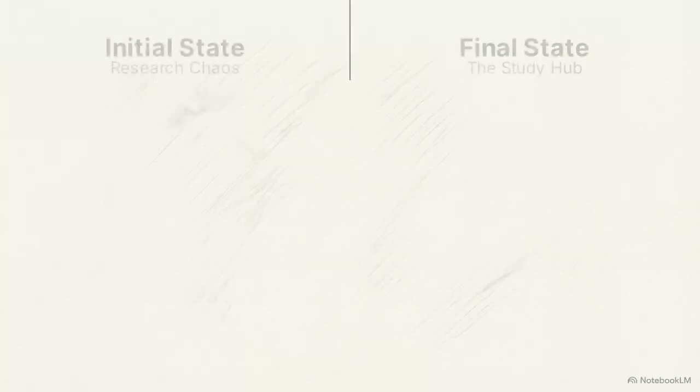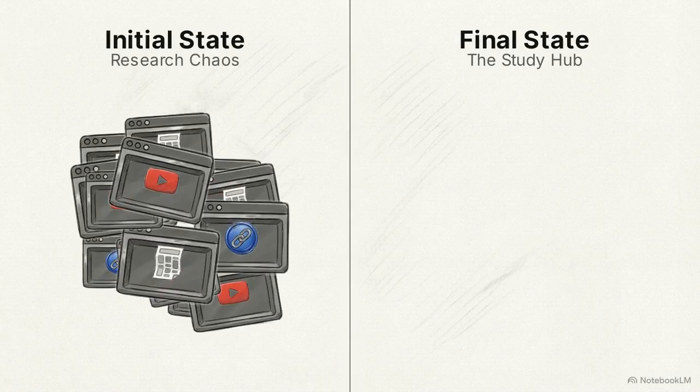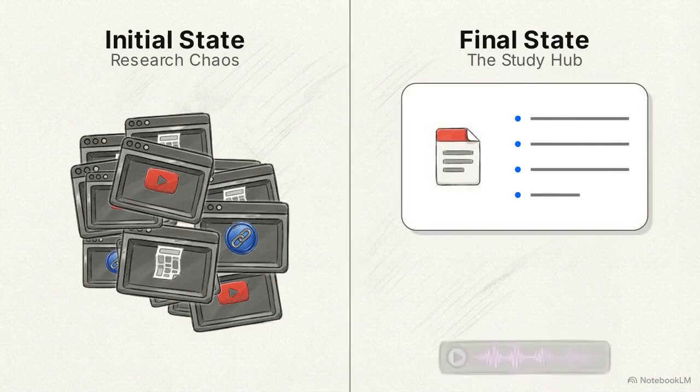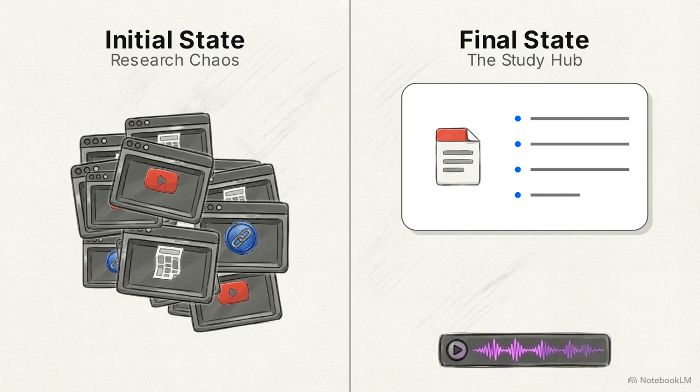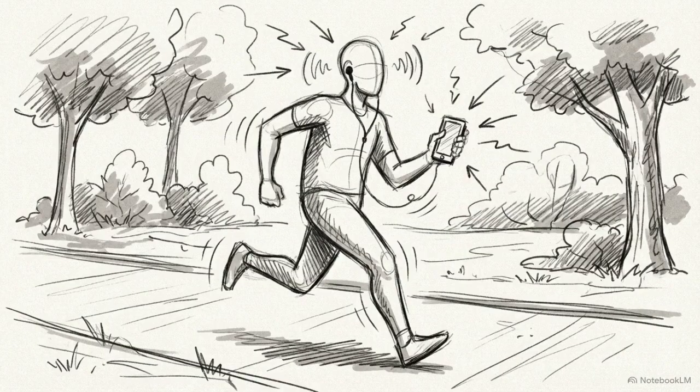Compare these two environments. On the left is the initial state, raw, scattered web tabs. On the right is the final state, a highly structured learning environment focused on verified evidence. You can export the generated audio file to your phone. By clicking Download, you move the learning process away from your computer for decoupled, on-the-go study.